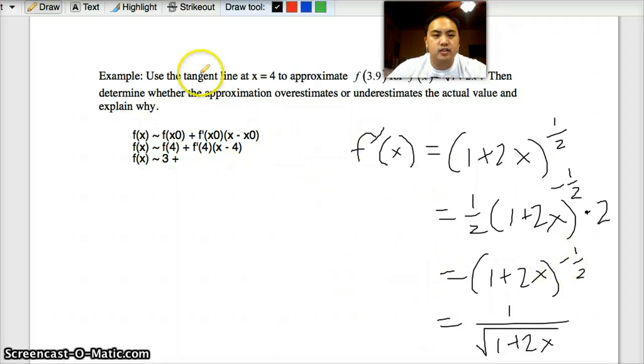All right. So let's, how about this? I'll write it out here. So I want f prime of 4, right? So let's plug in 4. 2 times 4 is 8. 8 plus 1 is 9. Square root of 9 is 3. So 1/3 is f prime of 4.